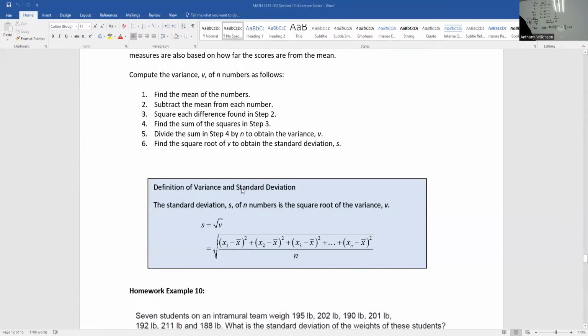So here is that definition of the variance and standard deviation. For the variance, you just go through these first 5 steps. Once you find the variance, the standard deviation is nothing more than the square root of that variance. They have it written out as the square root of (x1 minus x bar) quantity squared plus (x2 minus x bar) quantity squared plus (x3 minus x bar) quantity squared, and so on, all the way to (xn minus x bar) quantity squared. That whole thing is divided by n, and that whole quotient is underneath the square root symbol.